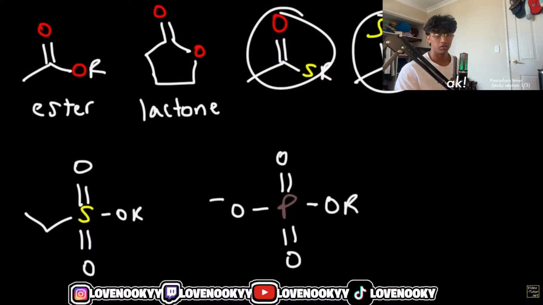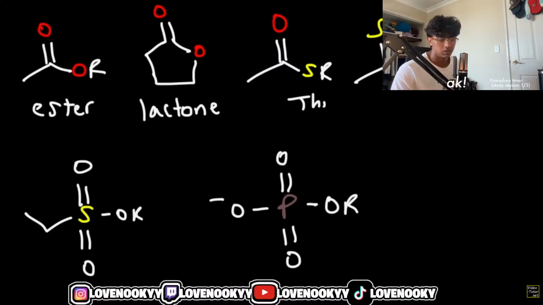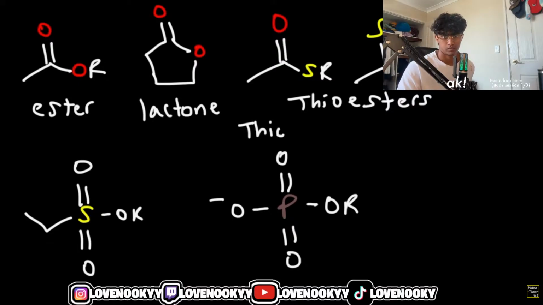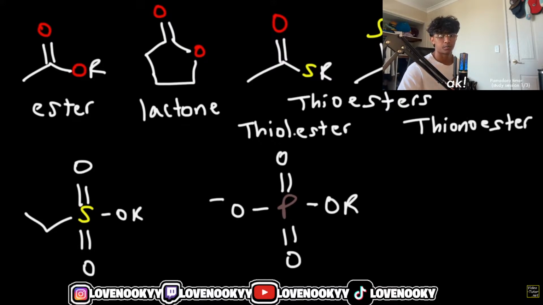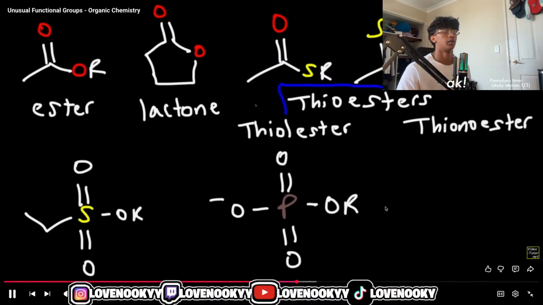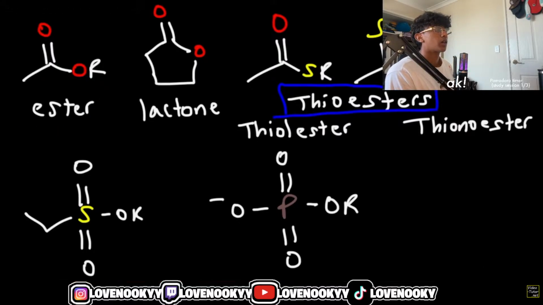Both of these functional groups are known as thioesters. The one on the left, I've seen it referred to as thiol ester, and the one on the right, I've seen it referred to as thionoester. But they're different categories of thioesters. So if you see ester, just add a thio to it.